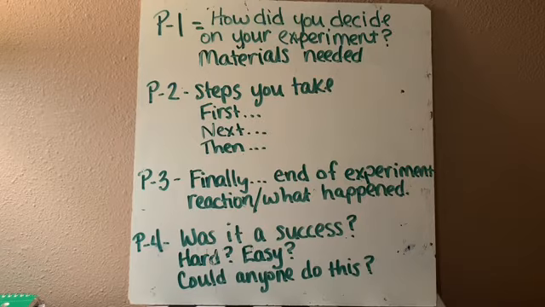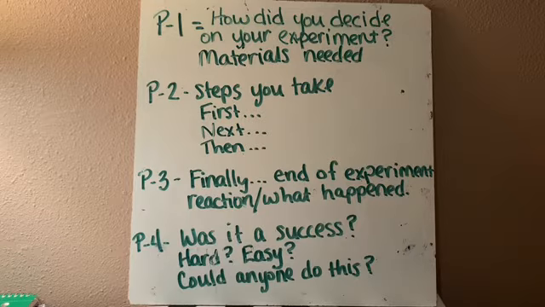Then paragraph 4, was it a success? Did it happen like you thought it was going to happen? Did the experiment work like they said it would? Was it hard? Was it easy? Did you have to change anything? Could anyone do this? Those are just some ideas to put in that last paragraph, okay? All right, so that's just an outline of how you could potentially organize your paper.